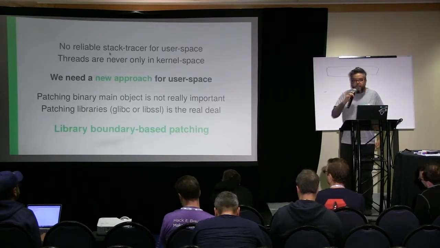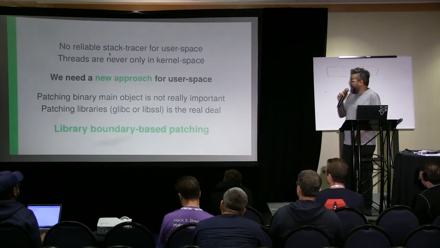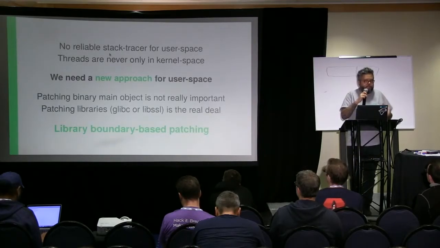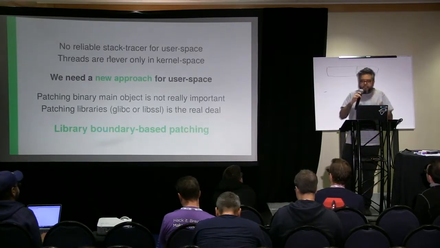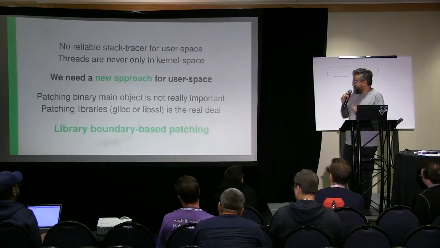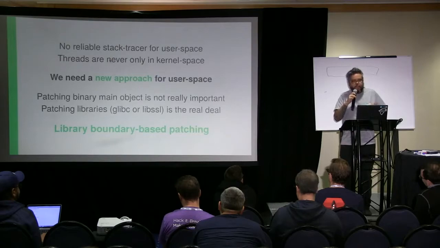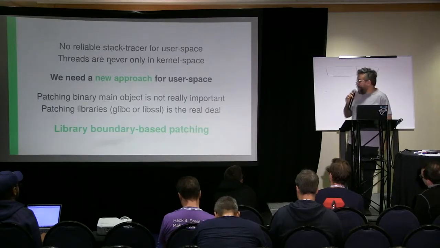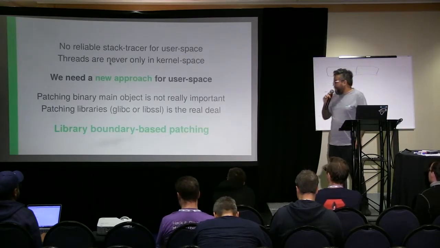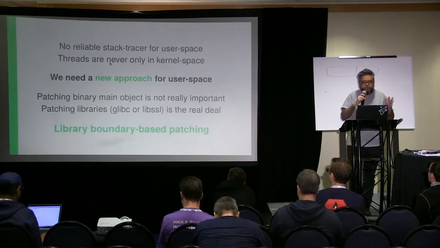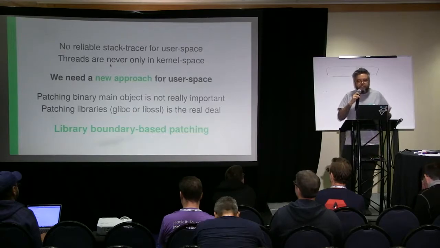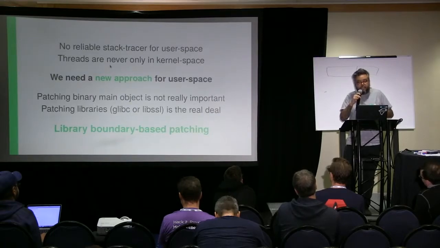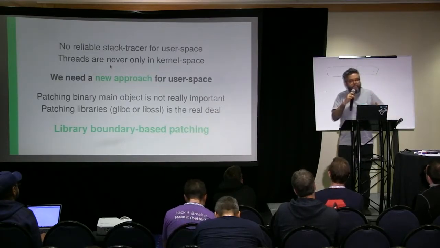Our idea came from the assumption that live patching the main binary object is not really the goal, because normally the vulnerabilities or bugs in your code reside inside libraries, for example glibc and libssl. So we relaxed our goal a little bit and said, if we're able to patch libraries, this might be enough. We created a model that we call library boundary based patching, which is more or less like the old approach from kGraft, but instead of tracking the context from user space to kernel space, we're tracking the context from the main object to the library binary.